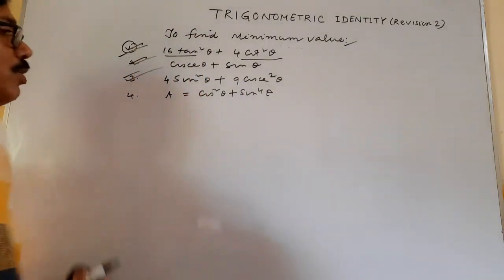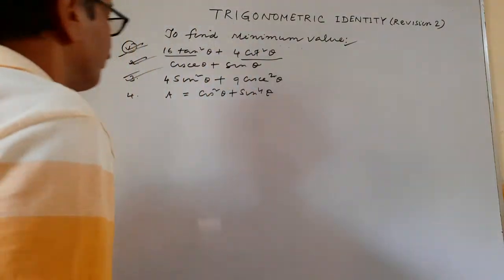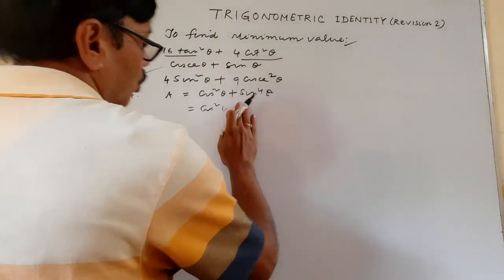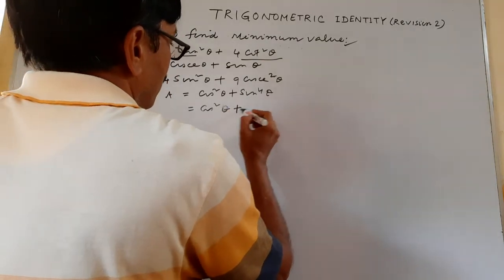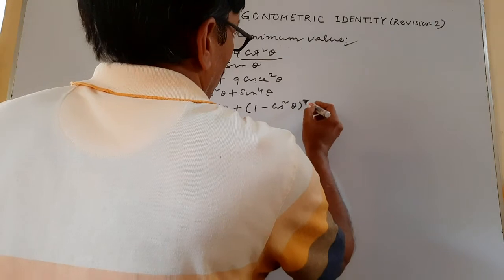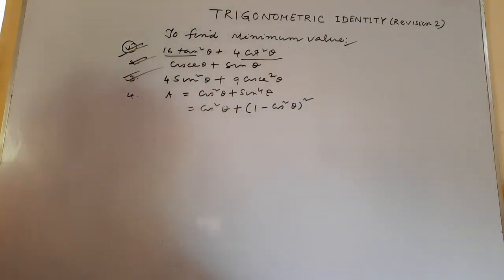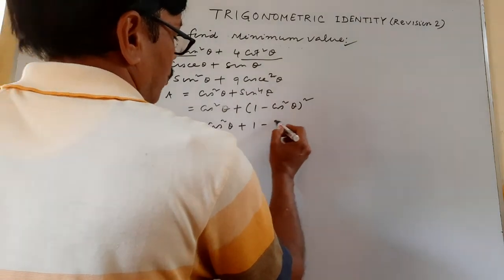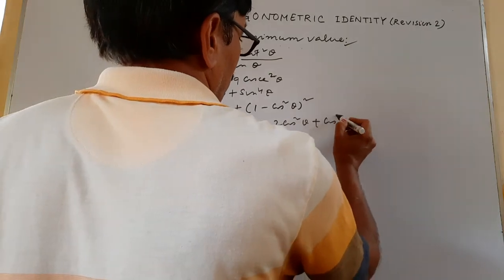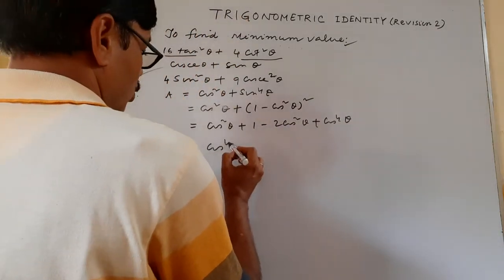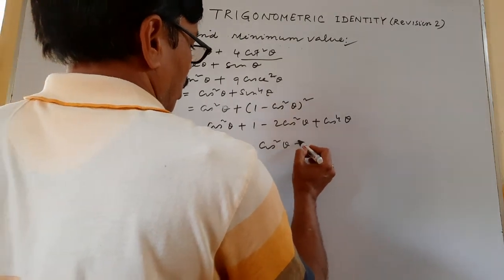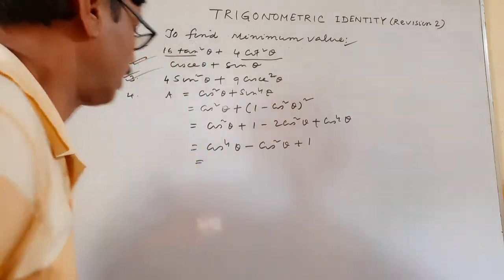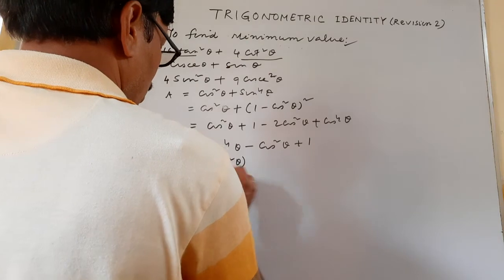Find the minimum value of cos square theta plus sin square theta. Here cos square theta and sin square theta are not reciprocal. So we want to express it in terms of a single trigonometric ratio. Cos square theta plus (1 minus cos square theta) whole square. Now this is cos square theta plus 1 minus 2 cos square theta plus cos to the power 4 theta. So cos to the power 4 theta minus cos square theta plus 1. So now we want to express it in terms of a square number.